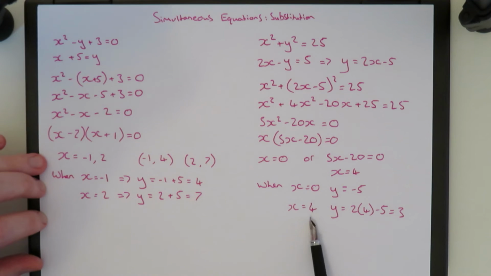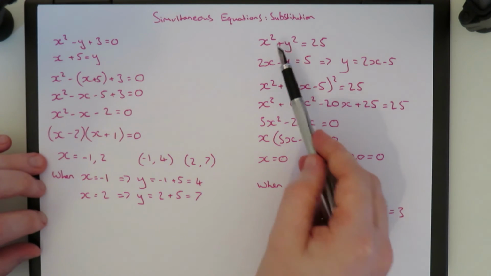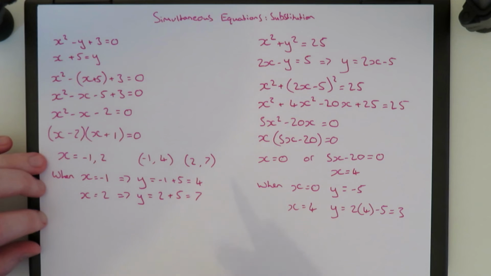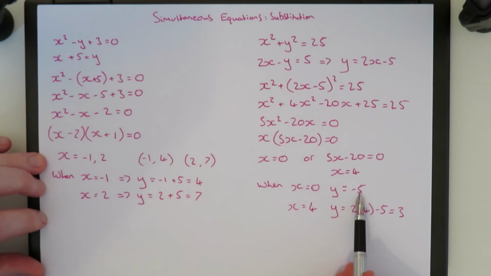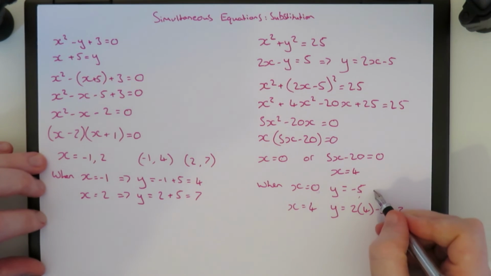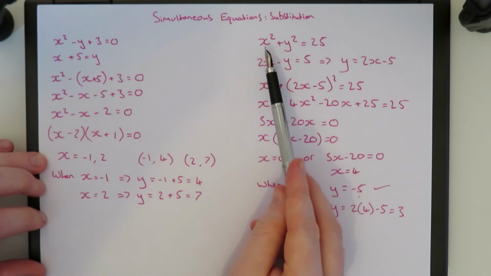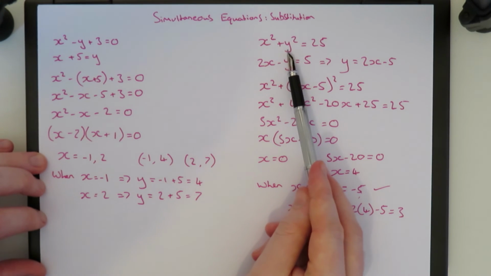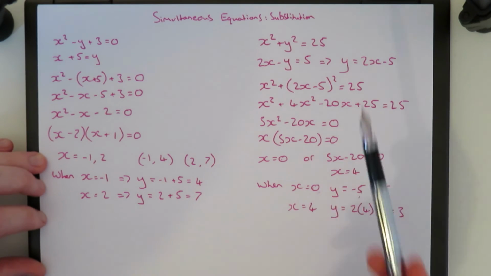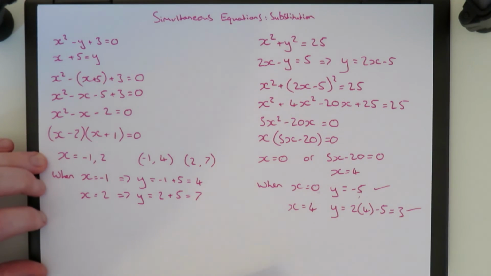And again, it would be wise to substitute these back into this equation here. Does everything work out? So with this example here, 0 squared plus minus 5 squared, so that's 0 plus 25, just 25. That's what we were expecting, so that's almost certainly correct, which is good. And then with the second coordinate here, 4 and 3, we put that in as well. So 4 squared is 16, 3 squared is 9, 16 plus 9 is 25, which is correct. So these results here are correct.